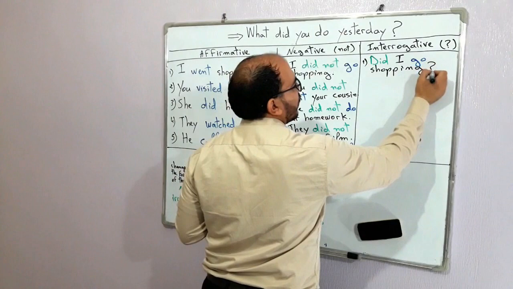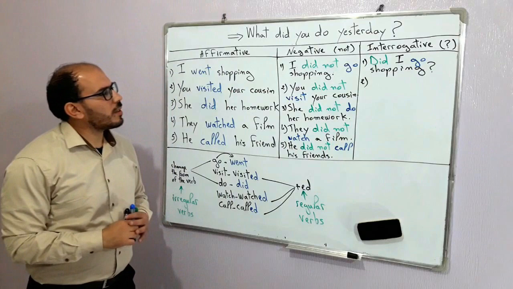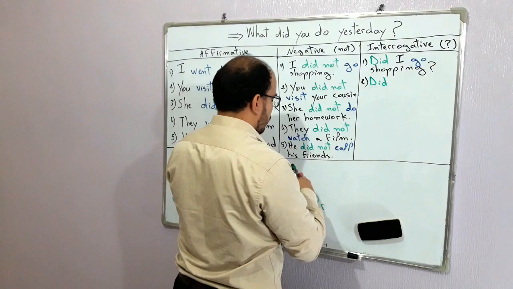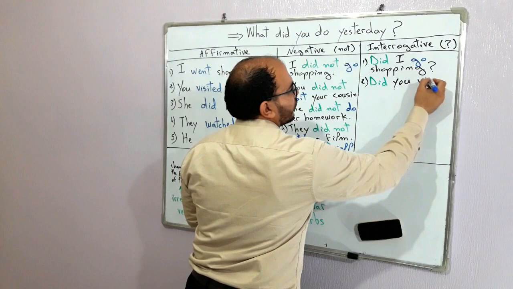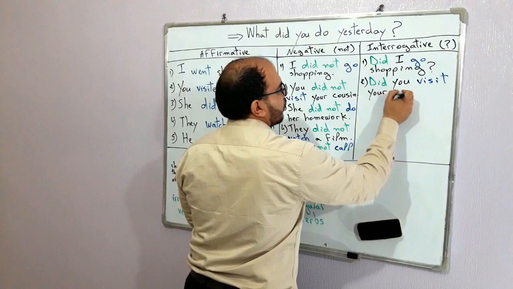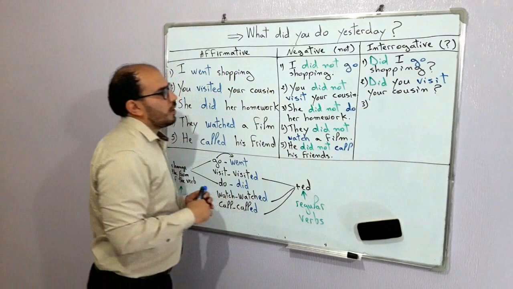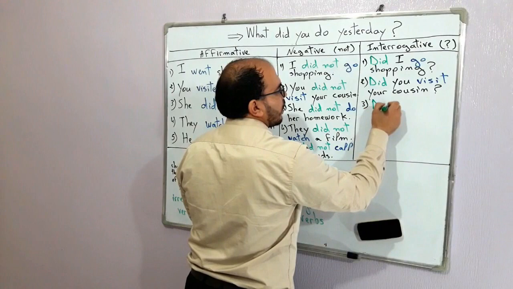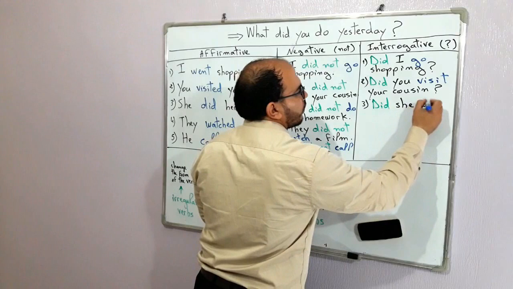Number two, you didn't visit your cousin, so we say the same thing, so did you visit your cousin? And then question mark. Number three, she didn't do her homework. So the same thing, so say did she do her homework?